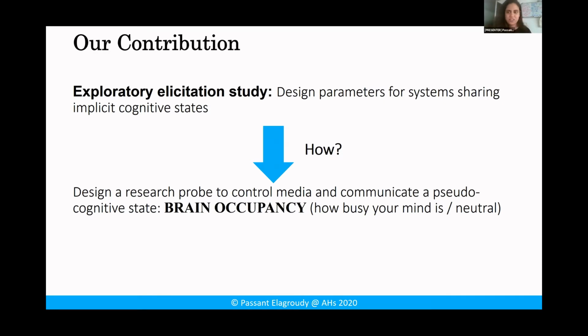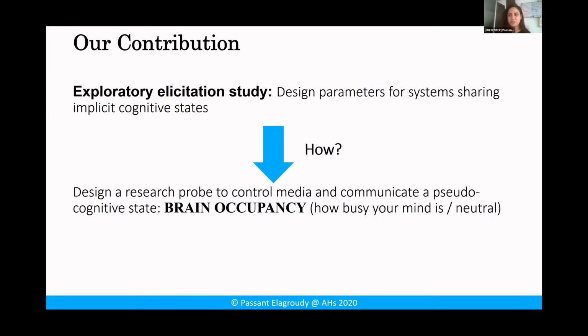Throughout this presentation, I'm going to present the concept and how we implemented it technically. However, our focus is not on the technical implementation. It's just a proof of concept that this is doable, and the elicitation study that we did through an online survey. Before we proceed, let me tell you what we mean by brain occupancy.